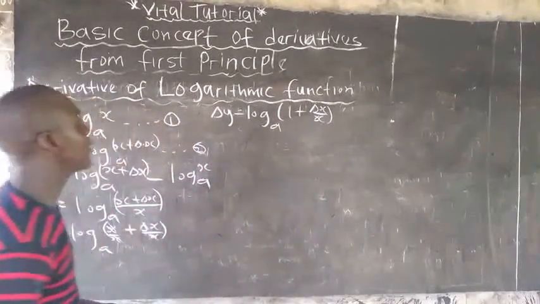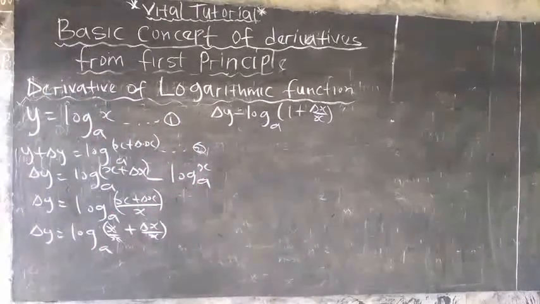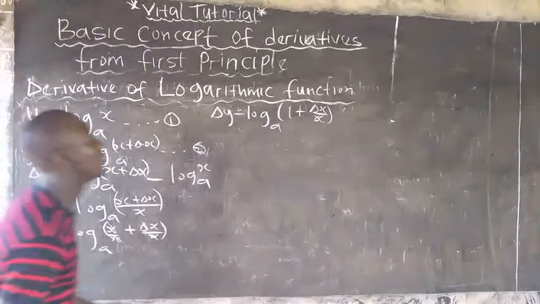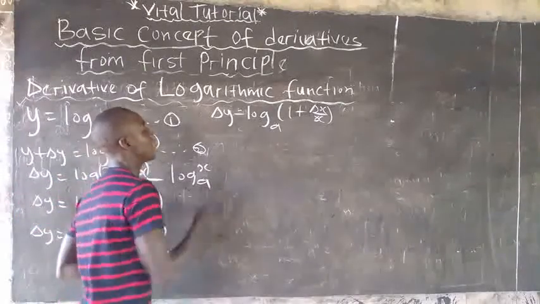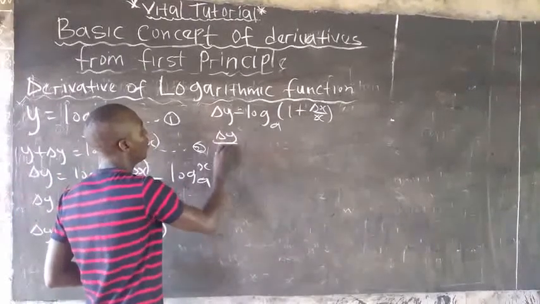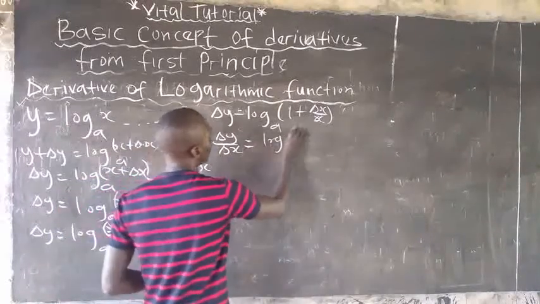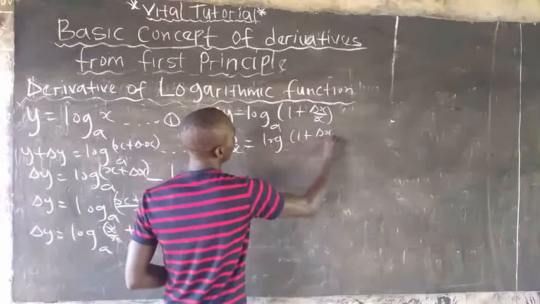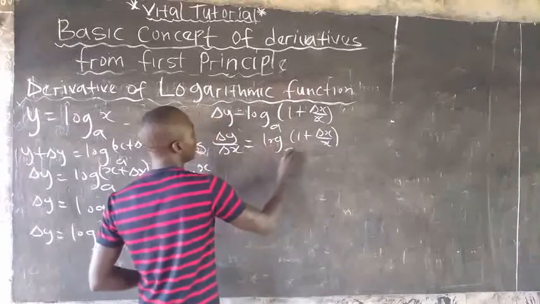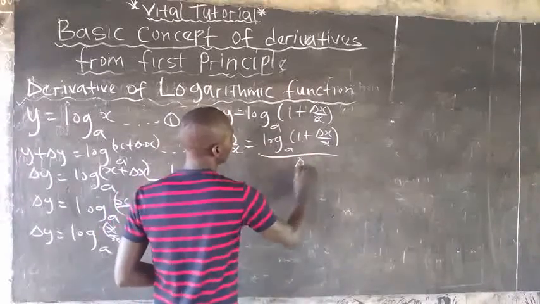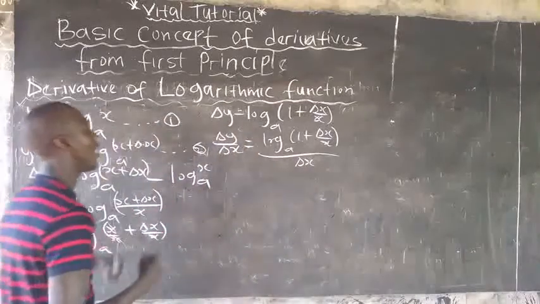Now the next thing is we can divide through by change in x. It will be change in y over change in x equals log of 1 plus change in x over x, base a, everything over change in x. Now I want to shorten this.